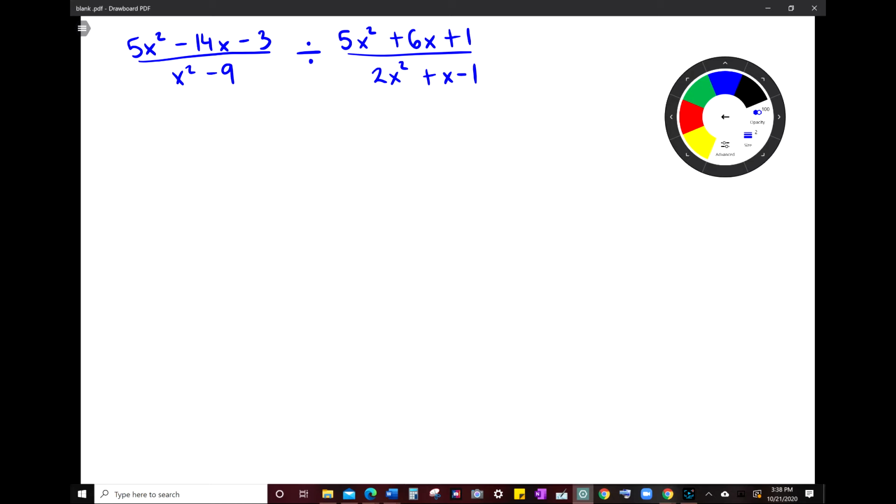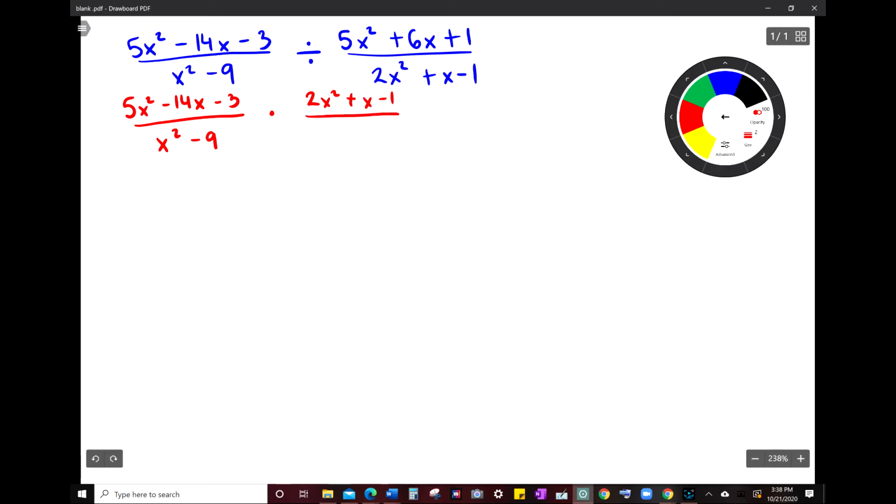Okay, so first of all, I will try to rearrange it because this is division between fractions. So I will rewrite it as, in the second step, 5x squared minus 14x minus 3 over x squared minus 9 multiplied by 2x squared plus x minus 1 over 5x squared plus 6x plus 1. So we multiply by the reciprocal of the second fraction.